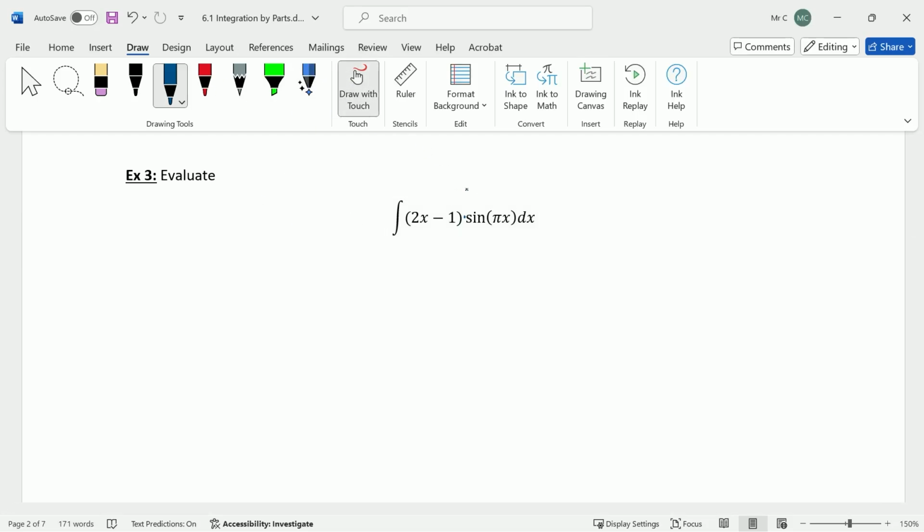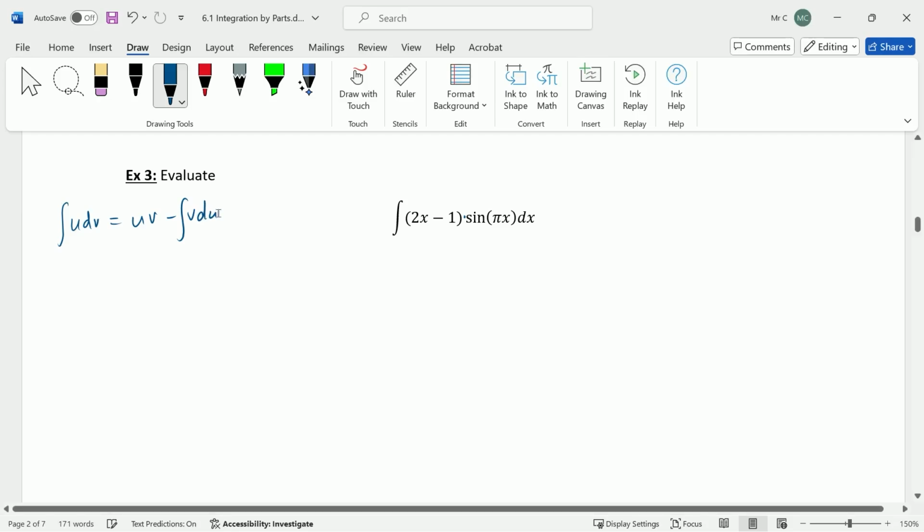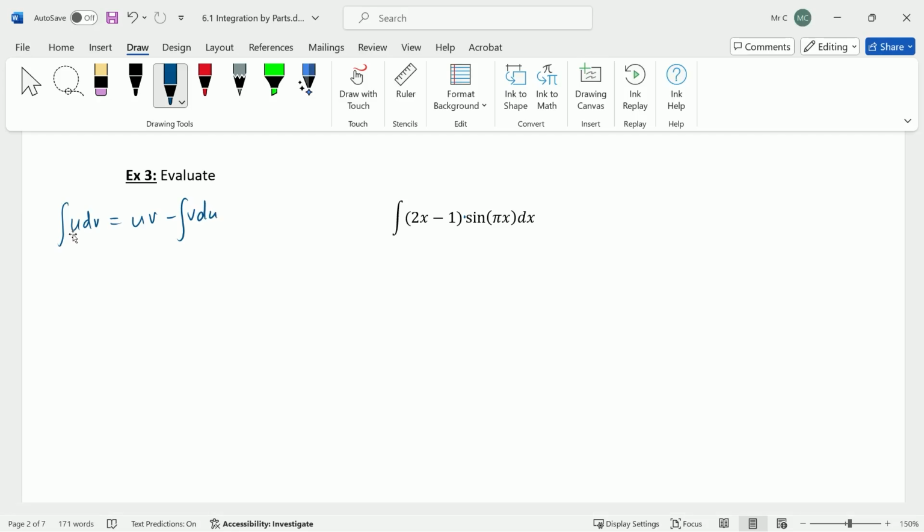So what can we do here? Well, again, my thought process is I'm trying to apply this formula, the integral of u dv equals uv minus the integral of v du. And I want whatever I pick for u, when I take its derivative, I would like to get something simpler if I can. That won't always work out perfectly. We'll see examples of that later. But I want something simpler.